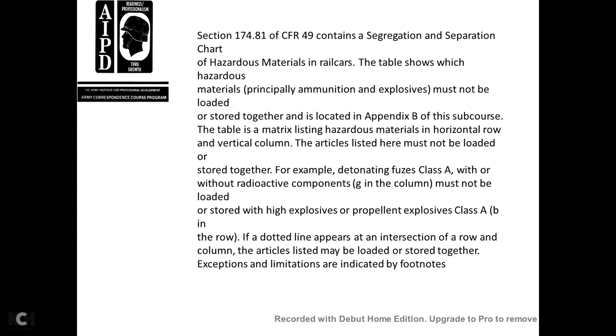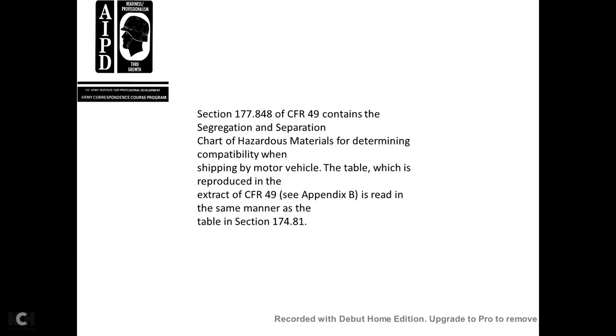The articles listed here must not be loaded in the same store together. For example, the detonation of Class A without radioactive components in the column must be in the loaded store with the high explosive propellant with the class explosive with Class A with the end. B in the row, dotted line appears with the insurance section row of the column of the articles listed, may be loaded in the store together, with the exemption limitations indicated by the footnotes.